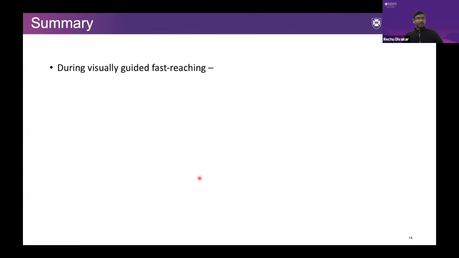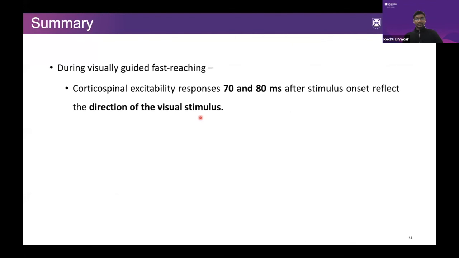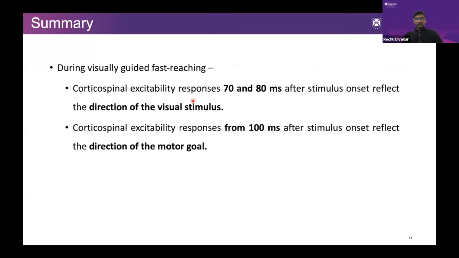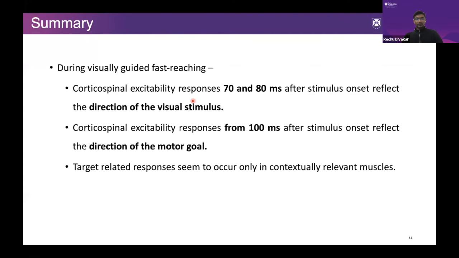So to summarize, we see that during visually guided fast reaching, corticospinal excitability responses at 70 and 80 milliseconds after stimulus onset reflect the direction of the visual stimulus, irrespective of the task goal. And corticospinal excitabilities from 100 milliseconds reflect the motor goal, irrespective of the physical location of the visual stimulus. And finally, the target responses seem to occur only in contextually relevant muscles.